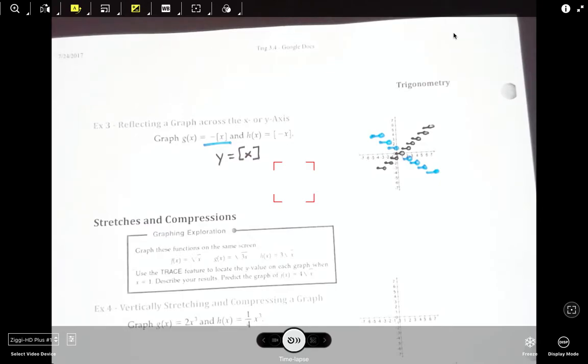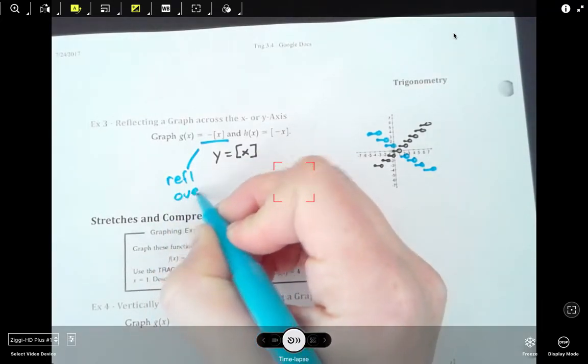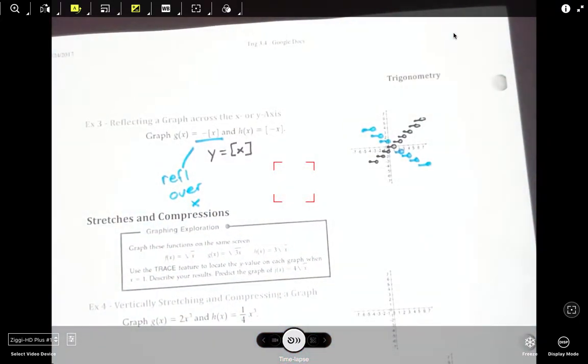Yucky. Now, notice that the left side is still a closed dot, the right side is still an open dot when you reflect across the x-axis. But that is all going to change when we do the y-axis. Reflect over x.